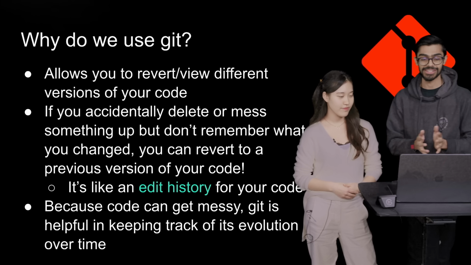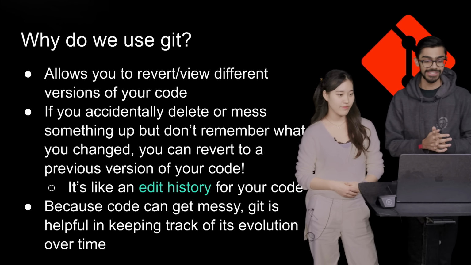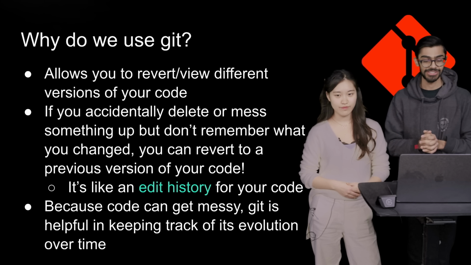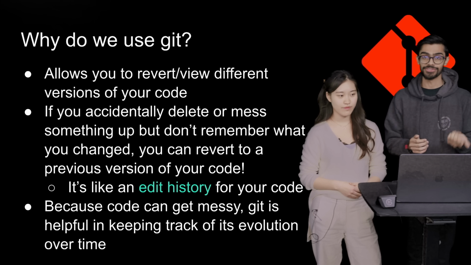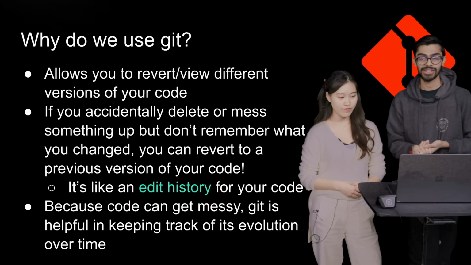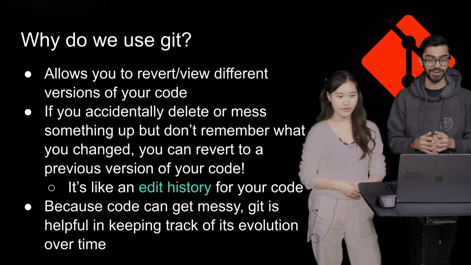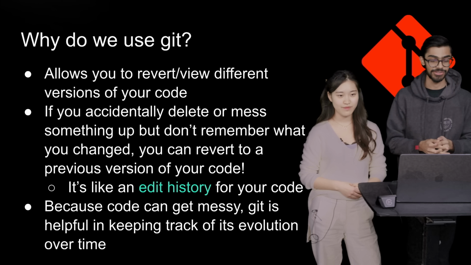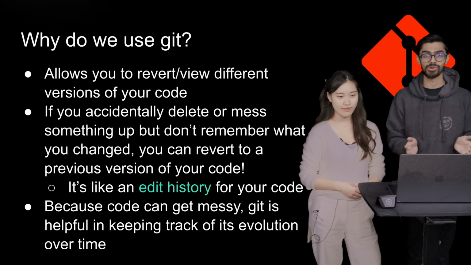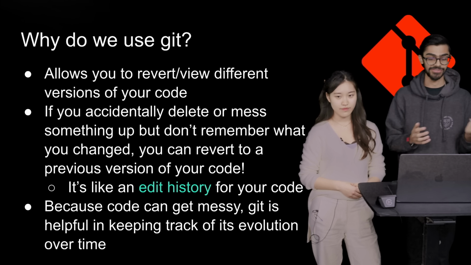So why do we use Git? There's a few different reasons. I've already told you collaboration is quite useful. It allows you to revert and view different versions of code, and it also gives you good access to tracking the history of code. So if you accidentally delete or mess something up, but can't remember what you've changed, you can revert to a previous version of your code. So that's quite useful. It can also help you track the evolution of code over time.